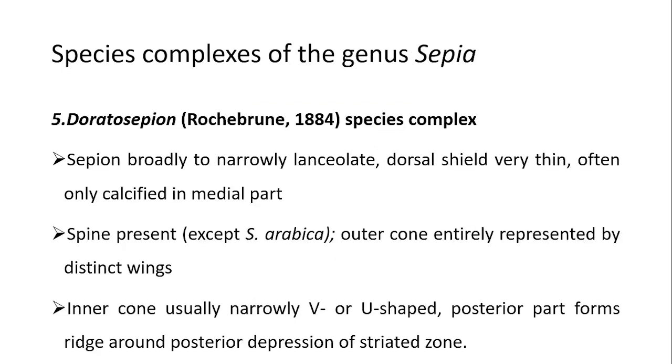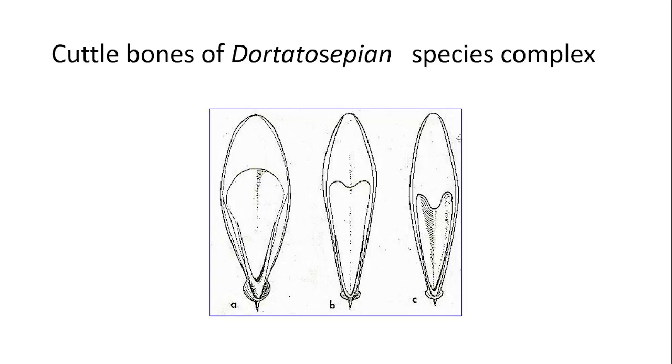Next, we move to the Doratosepion complex, which was described by Rochebrune in 1884. The sepium is broadly to narrowly lanceolate, the dorsal shield is very thin, often calcified only in the middle part. The spine is present except in Sepia arabica. The outer cone is entirely represented by distal wings. The inner cone is usually narrow, V-shaped or U-shaped. The posterior part forms a ring around the posterior depression in the striated zone. These are the photographic images. We can see the striated zones of the Doratosepion complex.